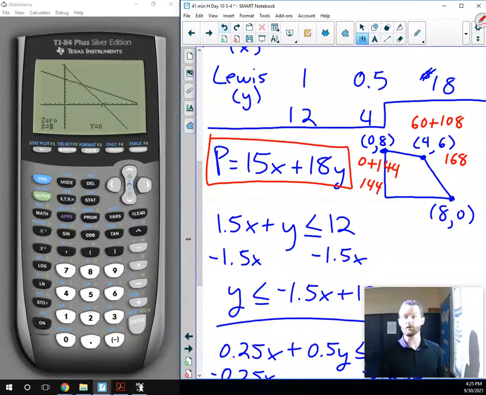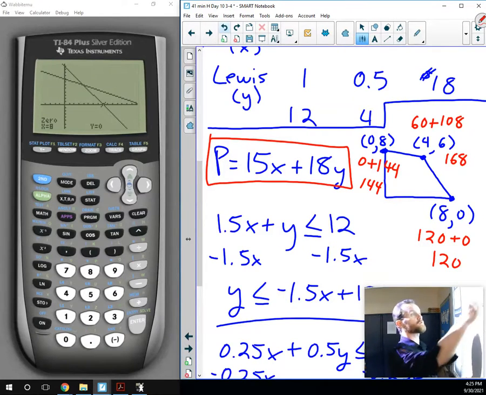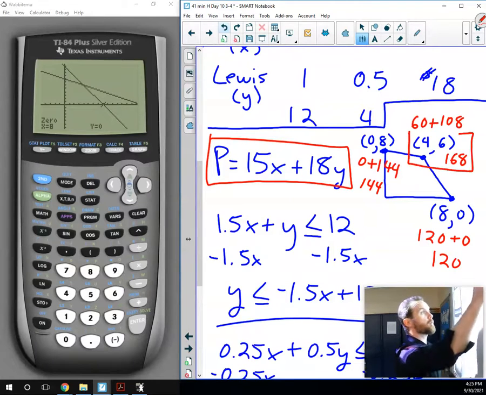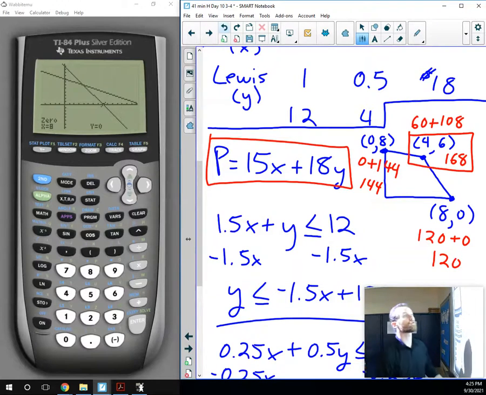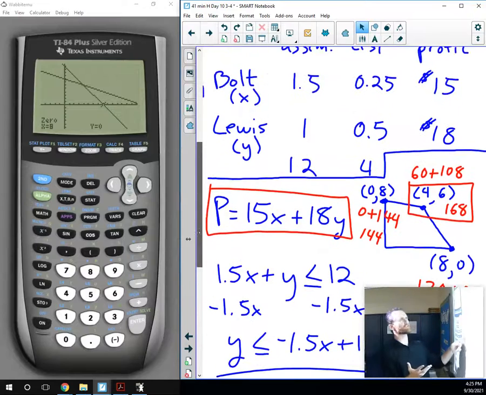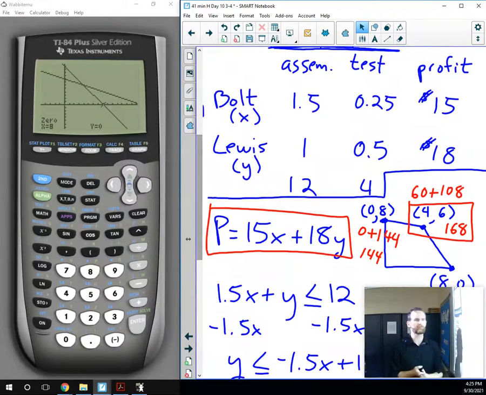So this one comes out to $168. And last, we plug in 8, 0. 15 times 8, that's 80 and 40, that's 120. Plus 0, obviously. And we get 120. So our maximum value is 168 with the point 4, 6. Now, let's put that in context. So that means they should make 4 pairs of bolts and 6 pairs of Lewis's.